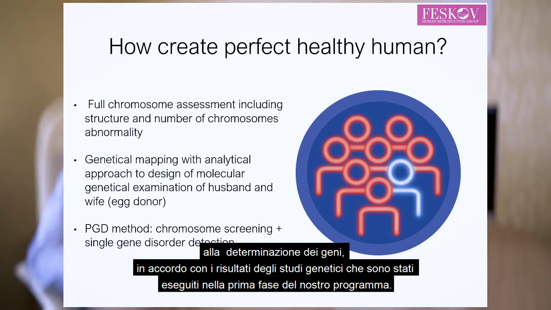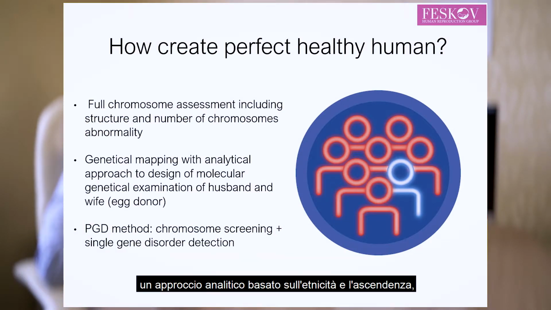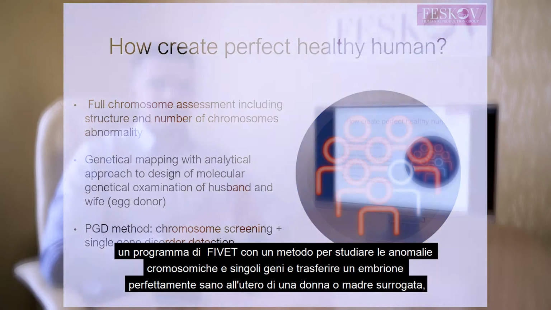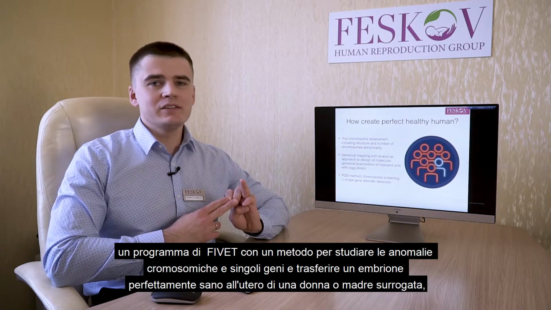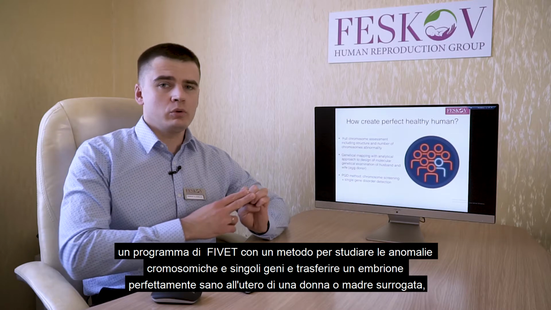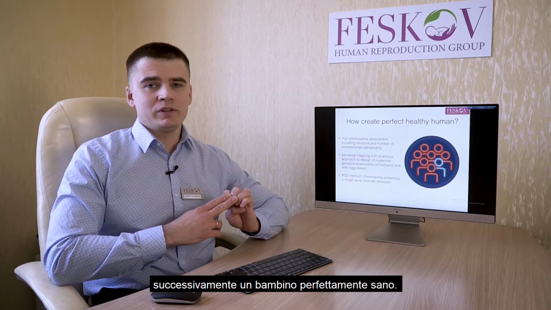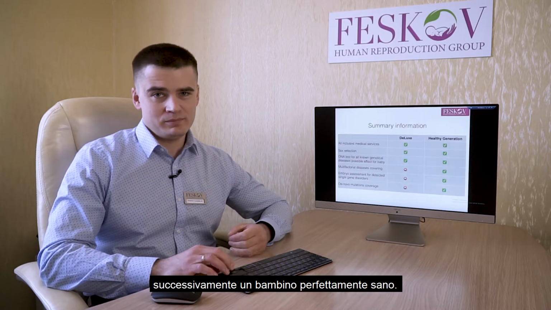Perfect human creation consists of 3 main parts: analytical approach according to ethnicity and familial tree, IVF program with PGD for chromosomes and single gene disorders, and the transfer into the uterus of the woman or surrogate mother of the perfect healthy embryo in order to achieve the perfect healthy baby birth.